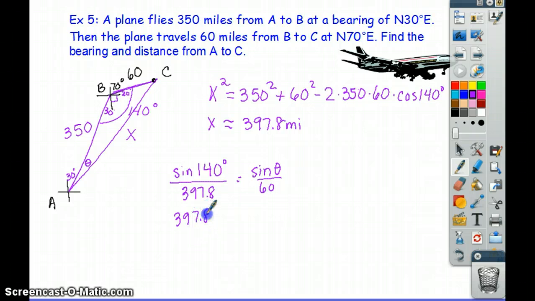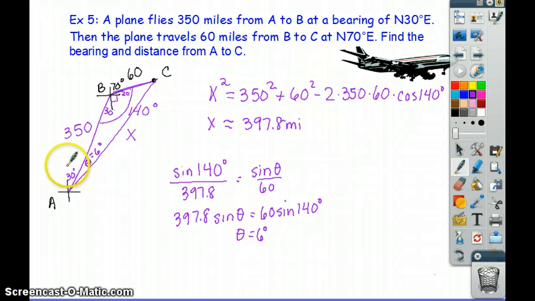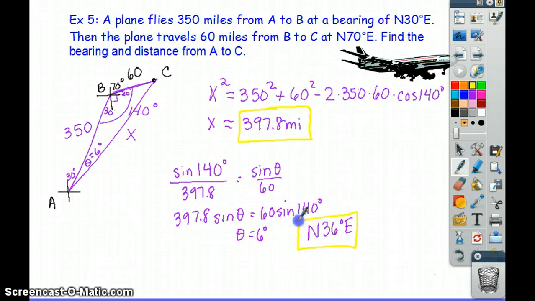When I multiply, I get 397.8 times the sine of theta equals 60 times the sine of 140. Divide both sides by 397.8, and then I do have to take the inverse sine. I'm finding the angle, and doing that gives me 6 degrees. So this complete angle from the north line to this AC line is 36 degrees east of north. So now I have both my distance and my bearing.